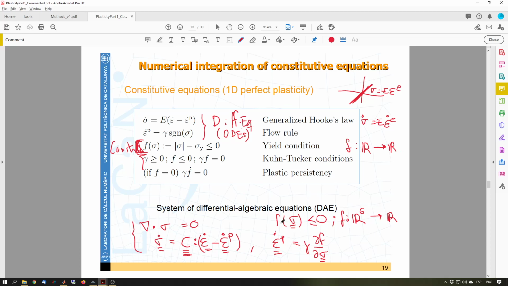So that would be the problem in R3. We will have the problem in 1D, and that would be in 3D, or 2D. But there's no substantial change. The main idea is that we need to generalize our Hooke's law with some plastic strains that we need to tell how they are given.